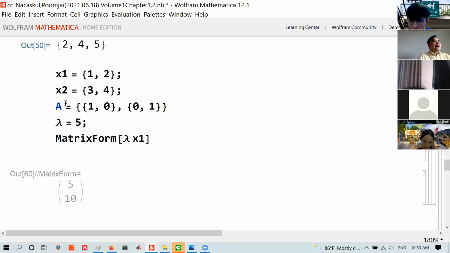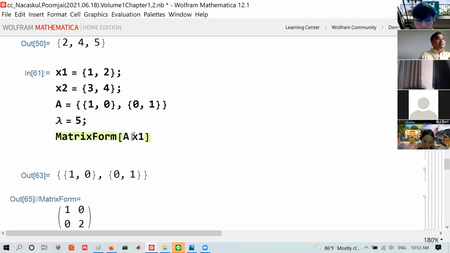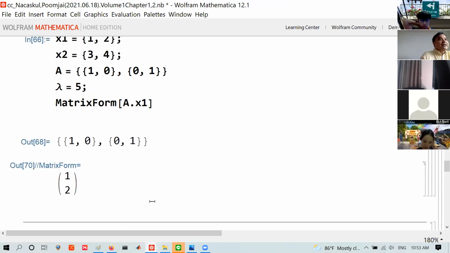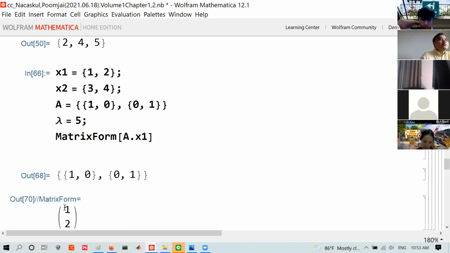Instead of multiplying by lambda, I'm going to multiply by A. What do you think will happen? Well, we actually saw this. It's going to do nothing. This is a dot product. It's going to do nothing. So 1, 2 becomes 1, 2. Likewise, 3, 4 becomes 3, 4. It does nothing.